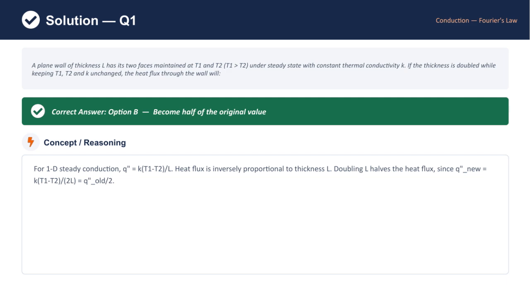That's why the correct answer here is option B. The heat flux becomes half of its original value. This principle is fundamental when designing insulation or any system involving heat transfer through solids.